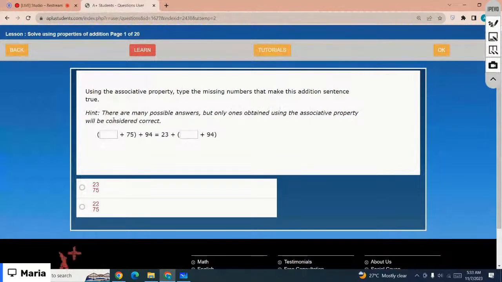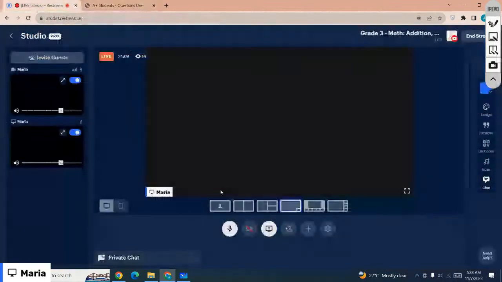So which is the correct option? In the associative property, on both sides you have three exactly same numbers, right? Now you have to see which number is missing. Here you have 75 and 94. Here you have 23 and 94. That means the third number that is missing is 23, right? And here you have 75. So option number 1 is the correct option because both the sides must have the same number. So that would be 23 and 75. Got it?